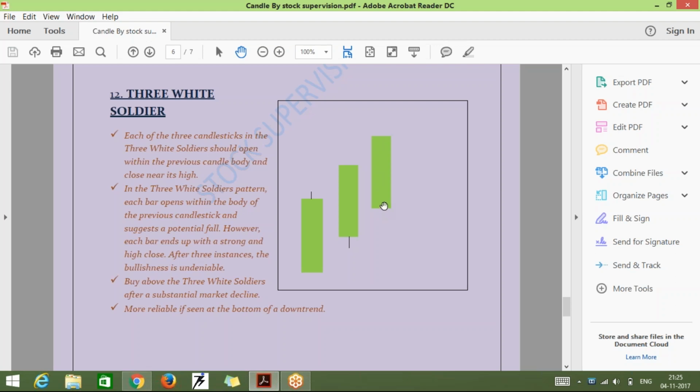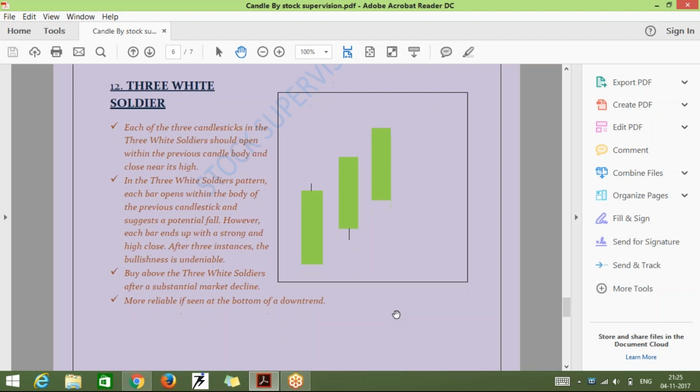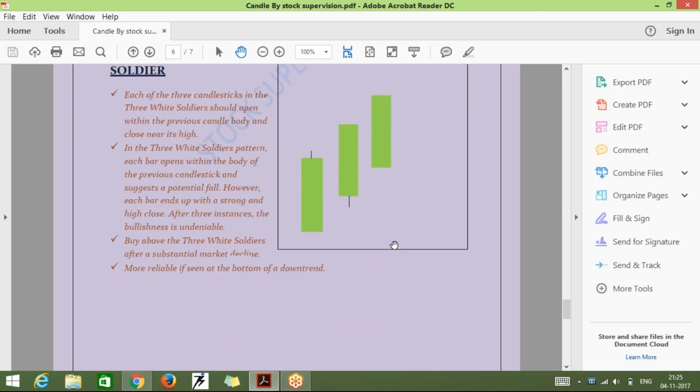And as per traders, as per experts' suggestions, it is actually being traded for almost a candle of similar size. It's more reliable if seen at the bottom of a downtrend. If this pattern is seen in a trading range or a range-bound trade, then it's not that reliable, but at the bottom of a downtrend it is more reliable, and the profit margin would be more.